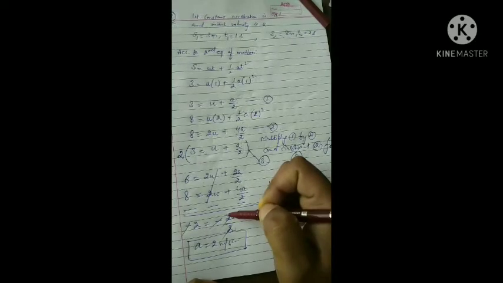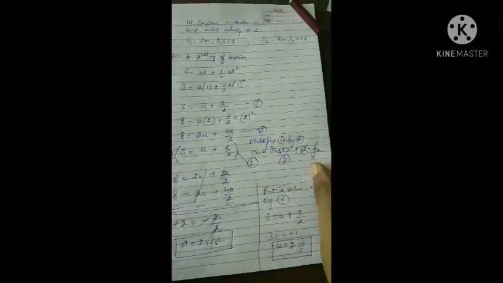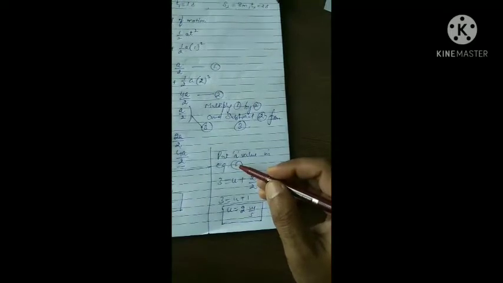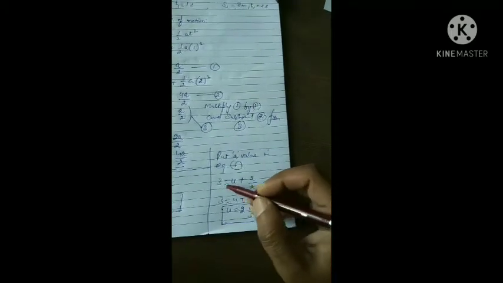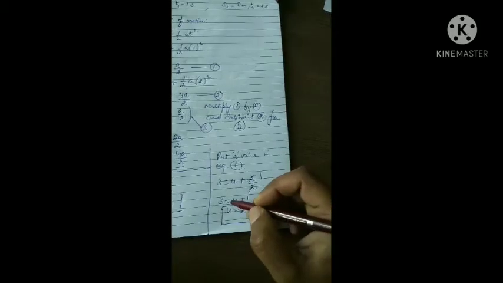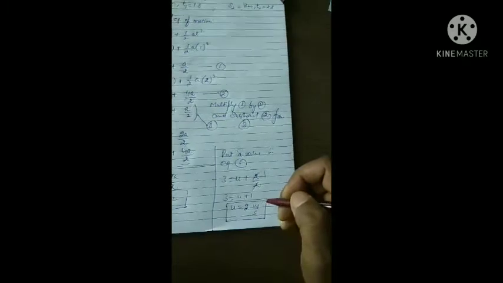This 2 will cancel out. Minus minus will also cancel out. Acceleration is 2 meter per second square. Now substitute the value of a in any of the equations. Let it be in the first equation. Now 3 is equal to u plus 2 by 2. This will cancel out, it will give you 1. 3 is equal to u plus 1, and u is equal to 2 meter per second.